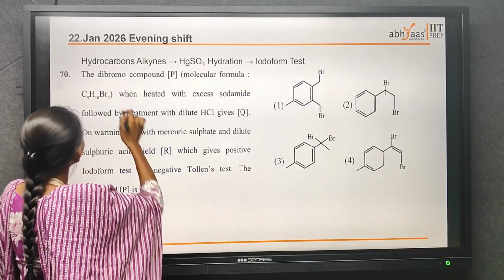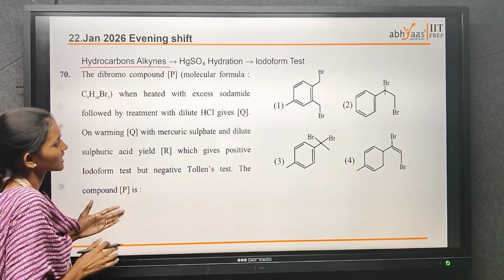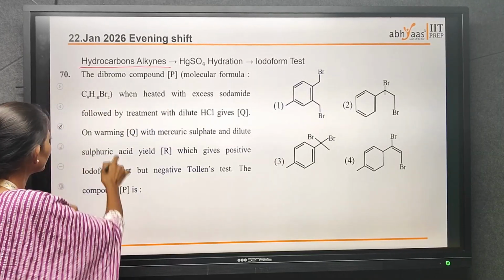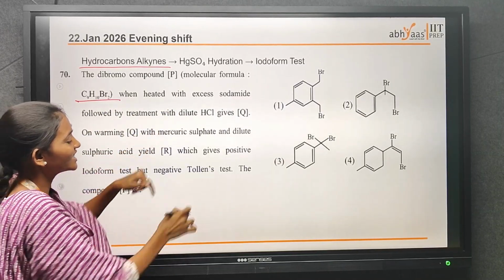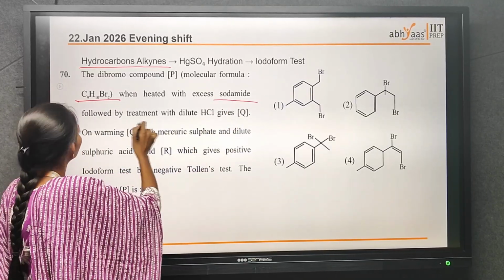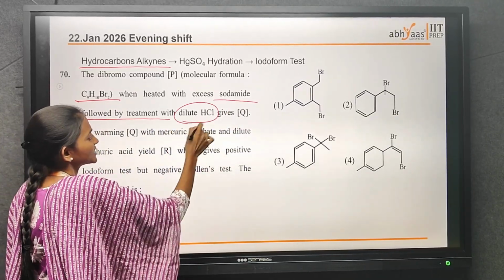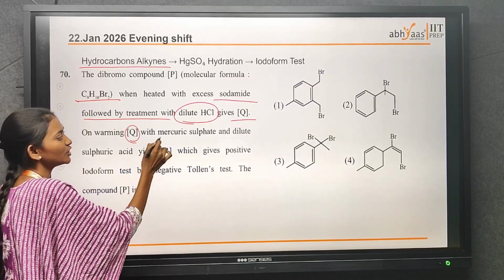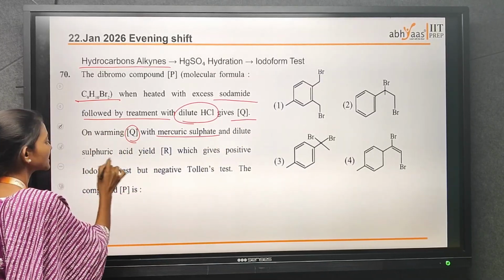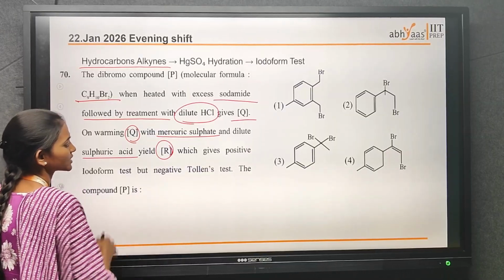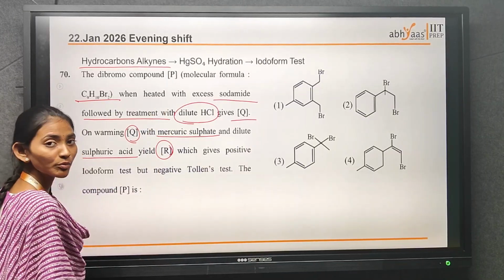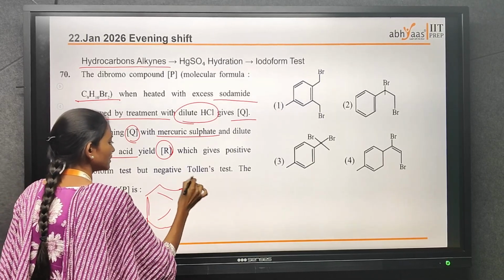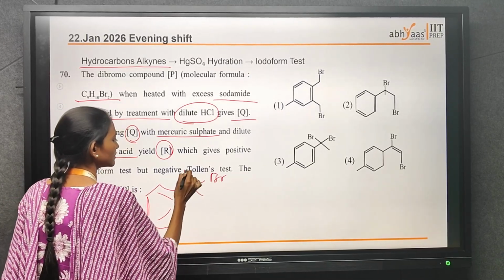And from this, the next question is from hydrocarbons, alkenes. They are asking about the iodoform test. The dibromo compound, molecular formula they have given is C9H10Br2. When it is heated with sodamide, followed by treatment with diluted HCl gives product Q, and on warming again with mercury sulfate and diluted sulfuric acid, you are getting your product R, right? They are telling dibromo product here itself. We can assume anything here, right? I am assuming this Br, right?